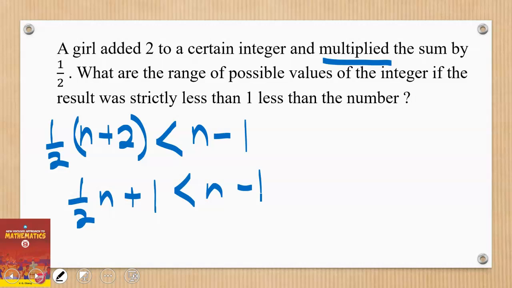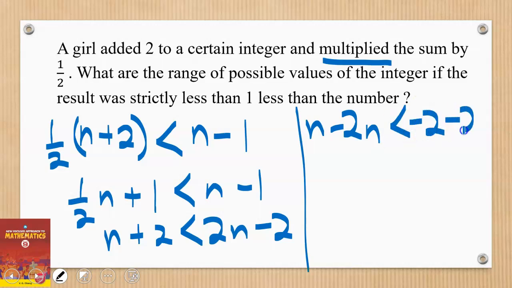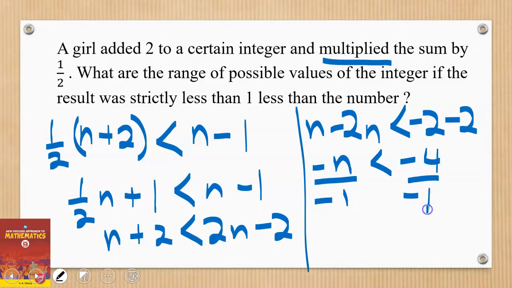Multiplied through by the LCM, which is 2, like we did previously, we are going to have n plus 2 less than 2n minus 2. When we group like terms, we can have n minus 2n less than negative 2, also minus 2. Again, when we subtract, we have negative n less than negative 4. Now we divide here by -1, divide here by -1, and because we are dividing by negative, our sign will change to n greater than 4. So that becomes our answer.